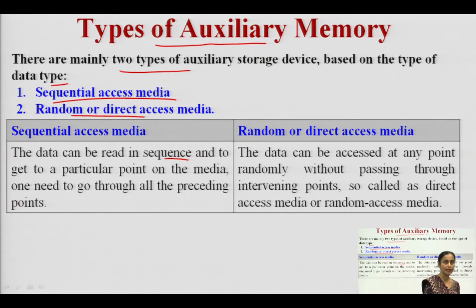In the second case, the random or direct access media, as the name suggests, the data can be accessed at any point randomly without passing through the preceding points. That is the reason it is called direct access media or random access media.